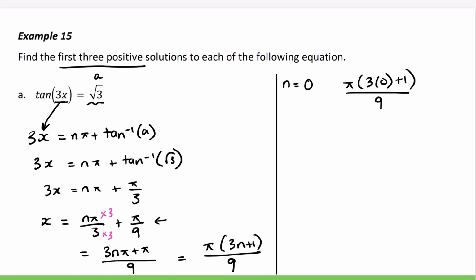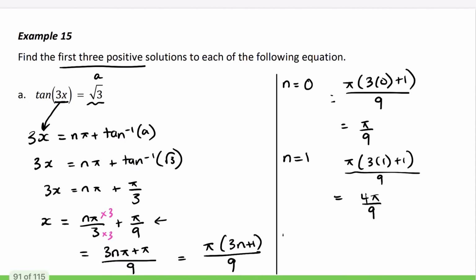So that'll be 3 times 0, which is 0, plus 1. So that will just equal 2 pi on 9. And it makes sense that that would be our first solution. Then we will move on to n is equal to 1. So in this case, it's 3 plus 1, which is 4 pi on 9. And then lastly, n is equal to 2, this time it'll be 6 plus 1, which is 7 pi on 9.